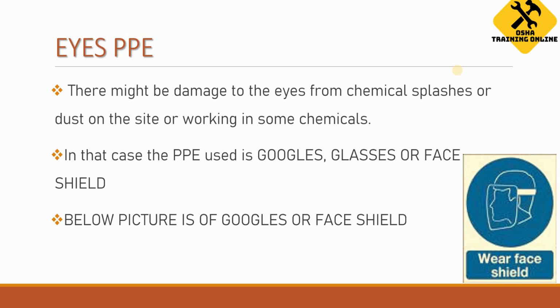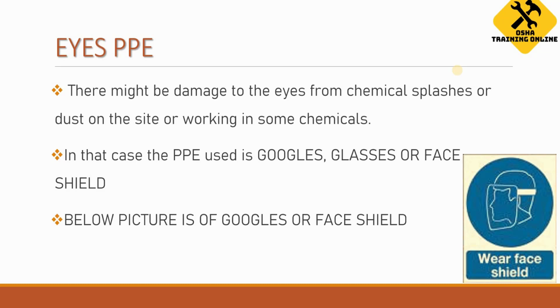First, let us discuss PPE for eyes. Why do we use eye PPE? There might be damage to the eyes from chemical splashes or dust, or when working with chemicals. For example, there is some area where chemicals splash. Splashes means the dropping or releasing of chemicals, and if they get into your eyes, it will affect your eyes very badly and it would not be good for your eyesight.